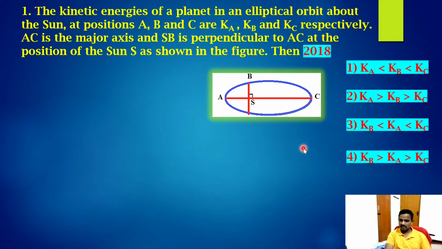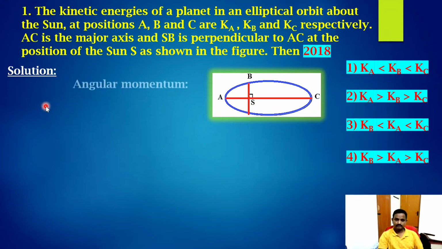So here we have options. From the options we have to find the relation between kinetic energies at positions A, B and C. Option 1: K_A less than K_B less than K_C. Option 2: K_A greater than K_B greater than K_C. Option 3: K_B less than K_A less than K_C. And option 4: K_B greater than K_A greater than K_C.